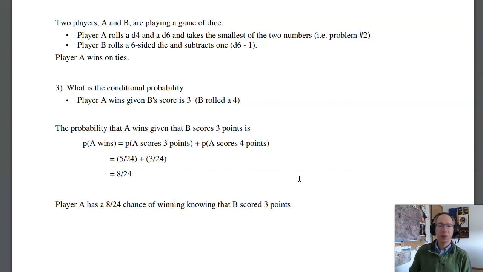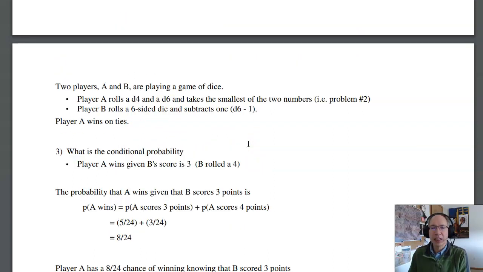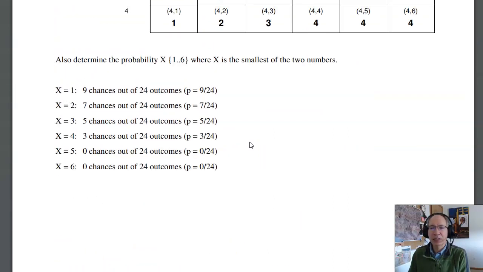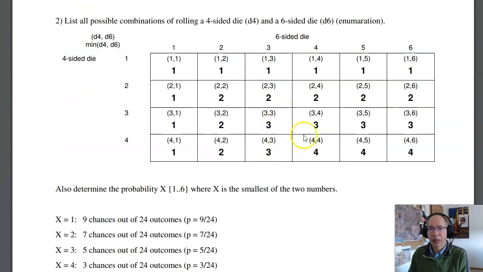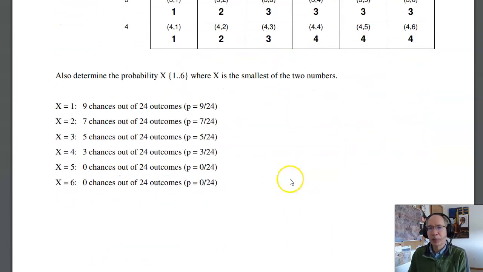Well, problem 3 is a conditional probability, kind of leading up to 4. What's the probability that A wins given that B scores a 3? Meaning B rolled a 4. So for A to win, A has to score 3 points or 4 points. And if we go back to this table, I can just add them all up. There are 2, 4, 6, 8. 8 3s and 4s. So the probability is 8 in 24.